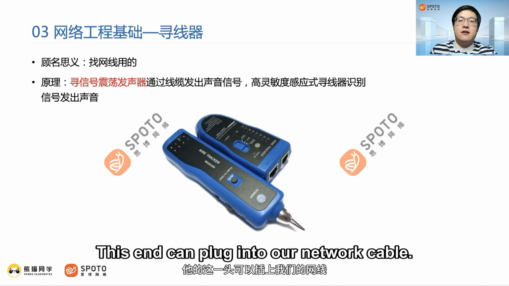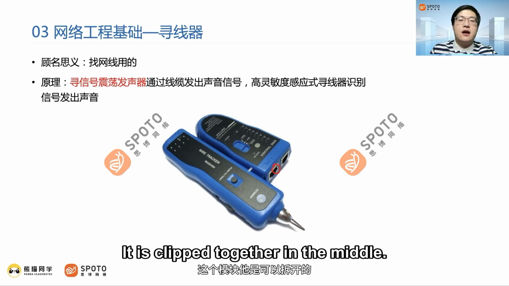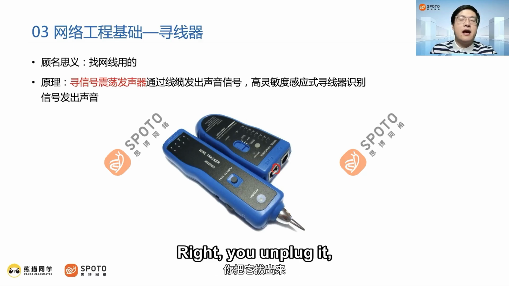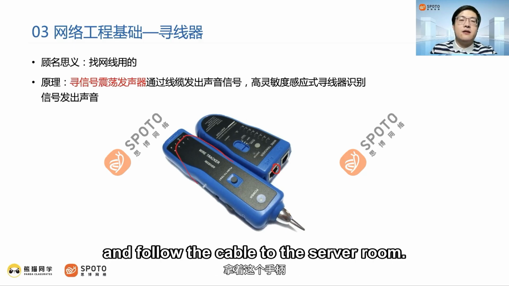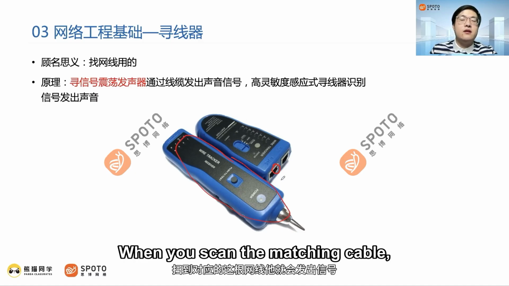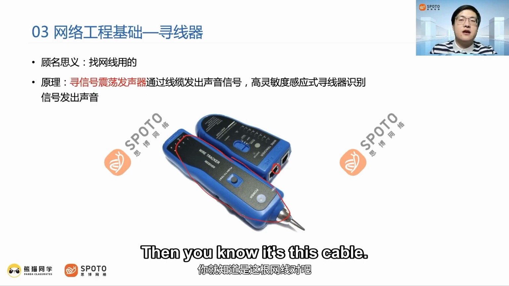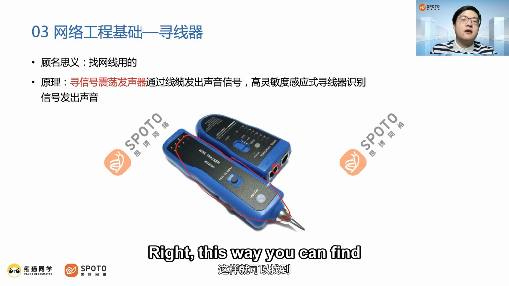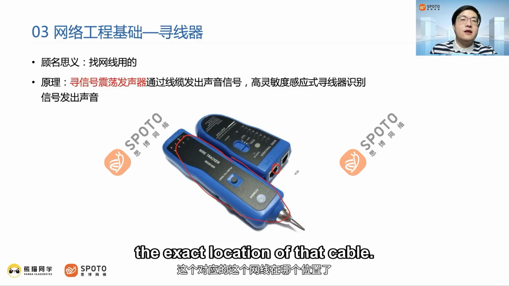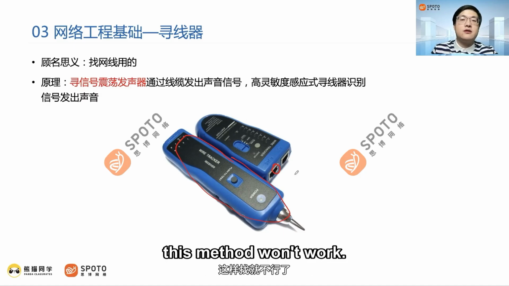This end can plug into our network cable. And this module can be detached. It is clipped together in the middle. Right, you unplug it, hold this handle, and follow the cable to the server room. Sweep each cable one by one. When you scan the matching cable, it will emit an audible signal. Then you know it's this cable. Right, this way you can find the exact location of that cable. This tool is specifically for finding cables.